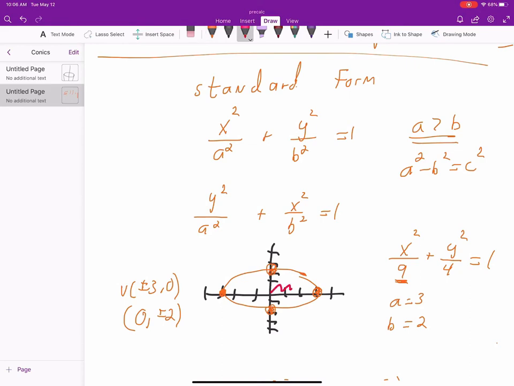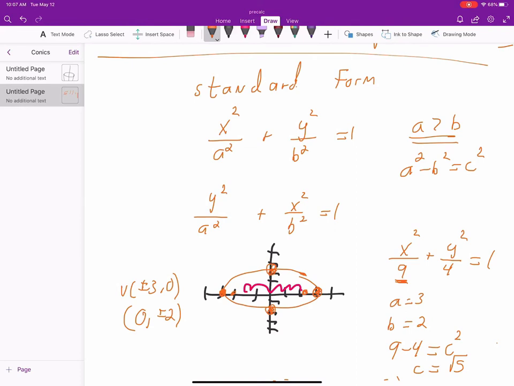This would be what the c is. C is going to go in that direction. So in this case, I'm going to do a little work here. So I got 9 minus 4 is equal to c squared. So c is equal to the square root of 5, because it's c squared. Well, square root of 5, what the heck is that? Well, square root of 5 is just a hair over 2, so that would be right about there and right about there. And it's always on that long axis.